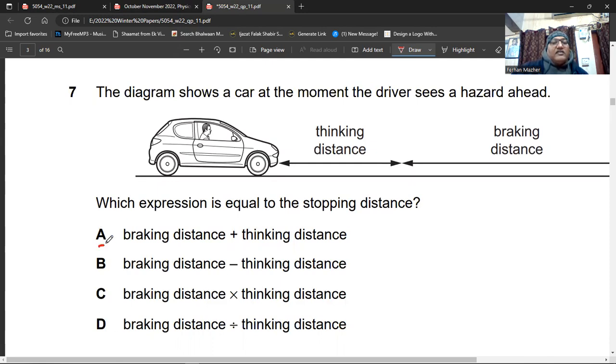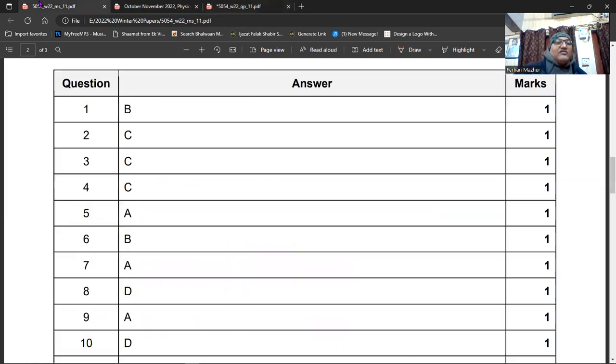And I think this is the best answer. The rest are: braking distance minus the thinking distance, no. Braking distance multiplied by the thinking distance, no. The braking distance divided by the thinking distance, no. The stopping distance is thinking distance plus the braking distance. And I think A is the best option. Question number 7, A is the right option.